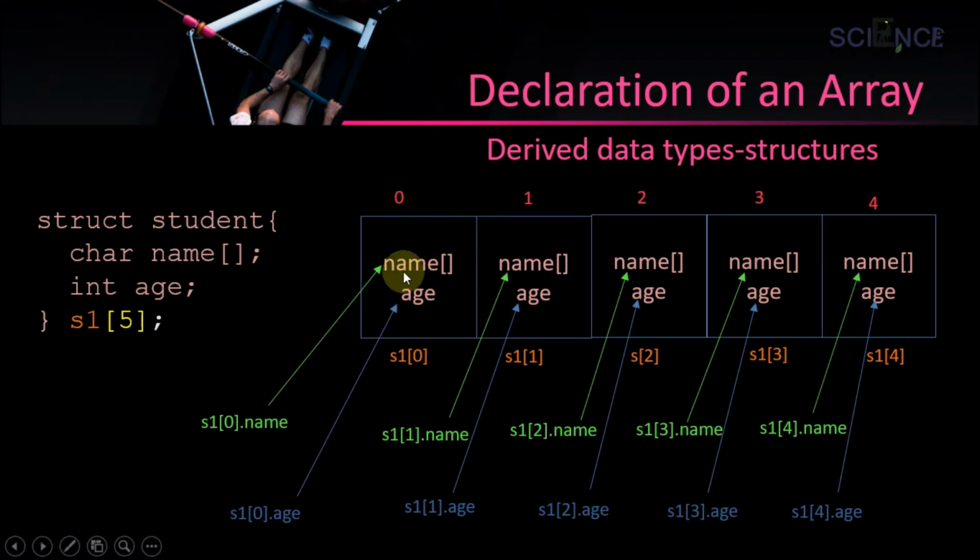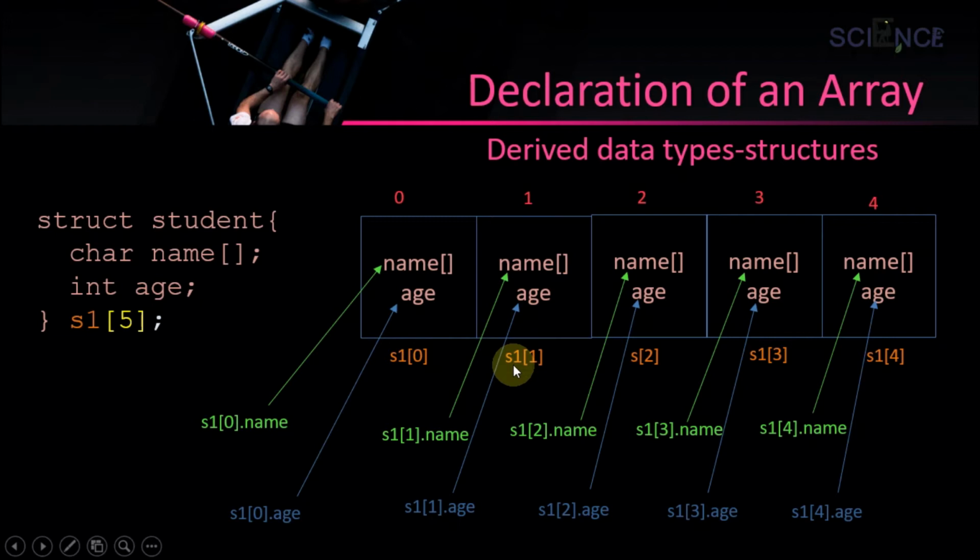So index 0 element will carry name, age. Index 1 element will carry name, age. Likewise, each and every element will carry these two variables, right? So how can we call the first element? We know we can call it by the array name and the index, right? So what is the name of my array? It is S1. So I can call my first element as S1 index 0. Within the square brackets I can mention 0, so that means it is my first element, right?